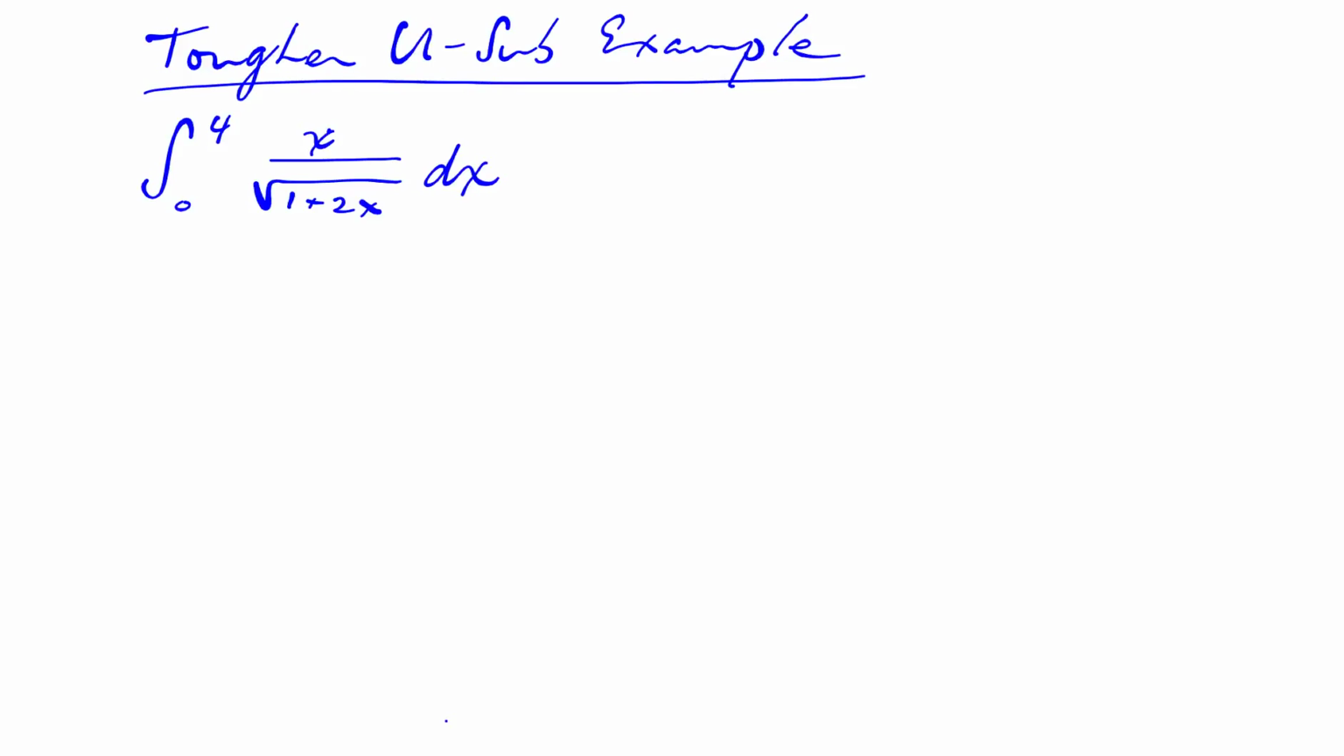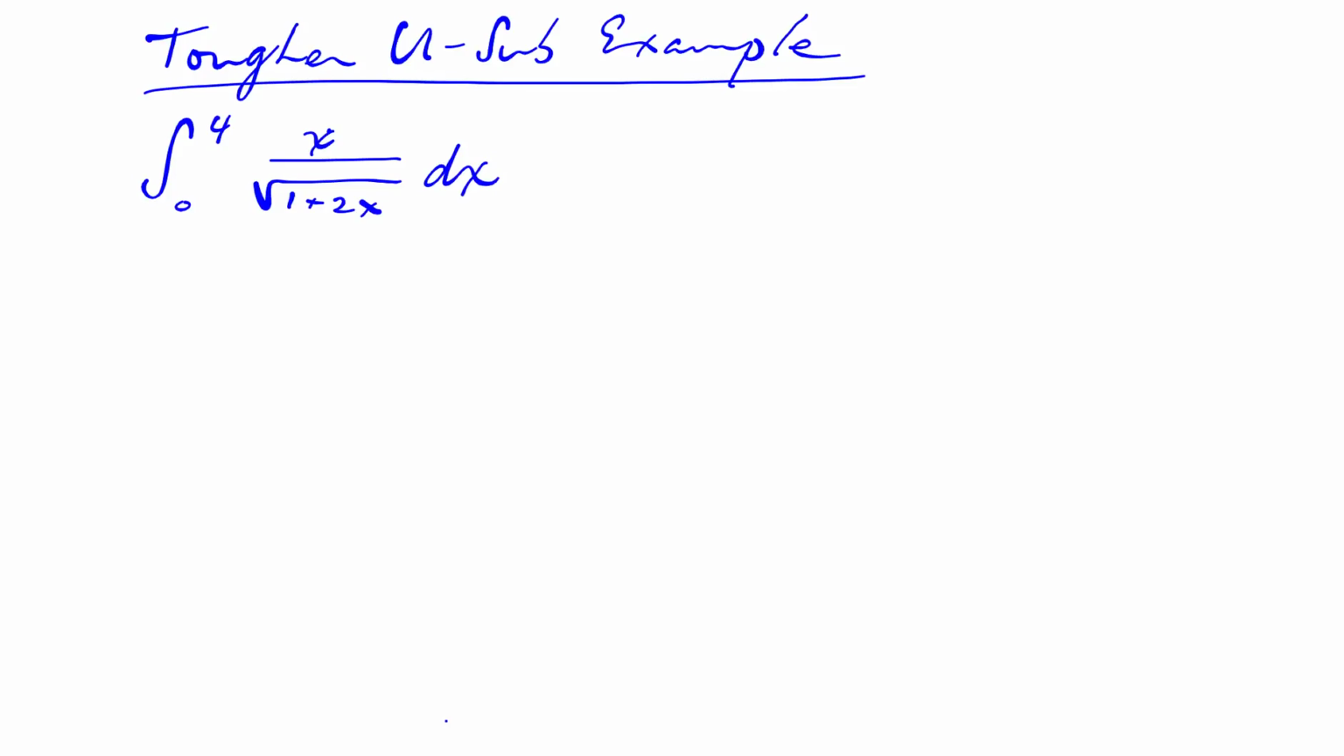This is a trickier u-sub. This is a tough u-sub example, and I'm going to go over it with you guys so you get to see what you can do when they're even tougher than the ones that you've done for homework or that we've looked at in class so far. So this one is the integral from 0 to 4 of x divided by the square root of 1 plus 2x dx.